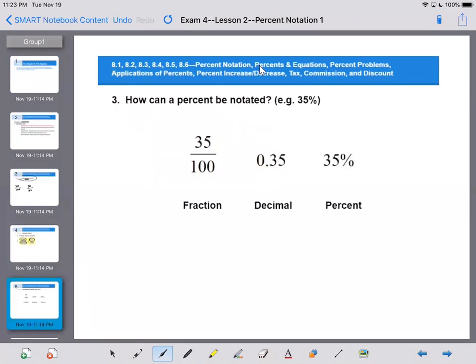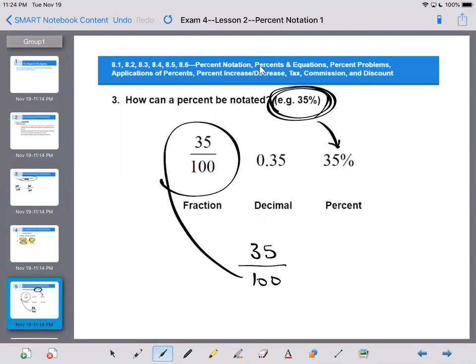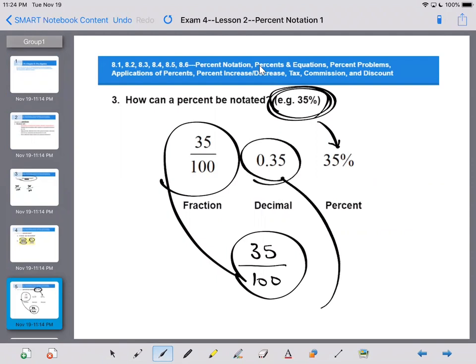So for example, if we say 35%, it's already a percentage. If I want you to change it to a decimal, well, we have to remember that 35% is per 100. So just writing it as it is per 100 takes care of the fraction part. But if we read the fraction correctly, it would be 35 hundredths, which takes care of the decimal part.